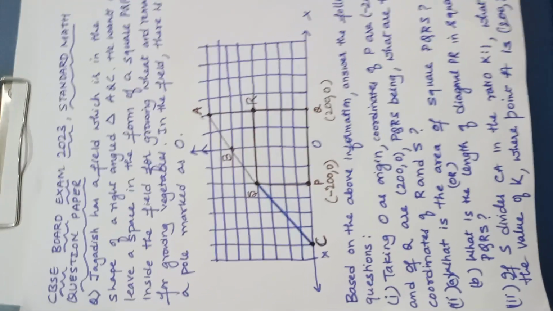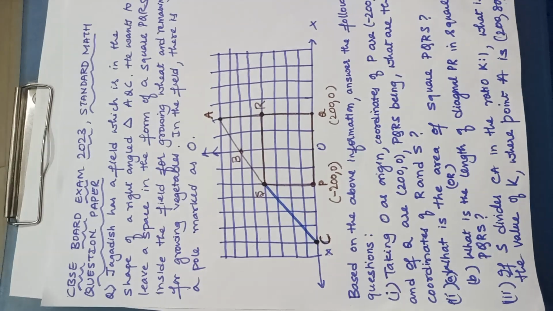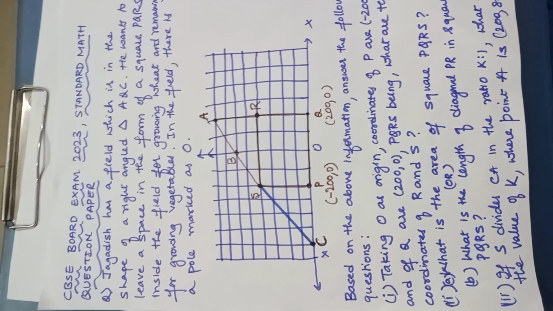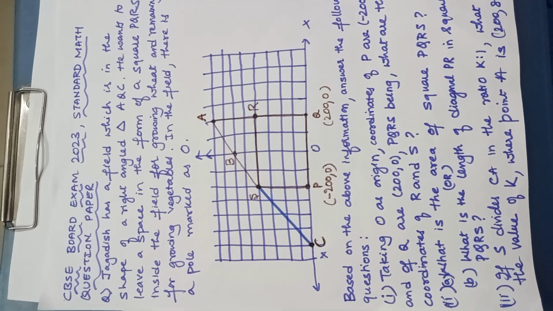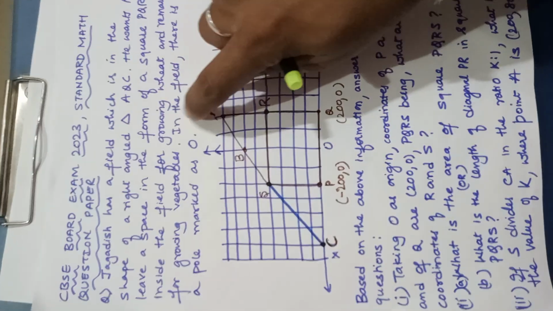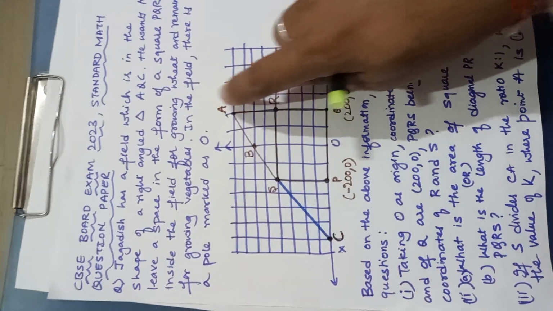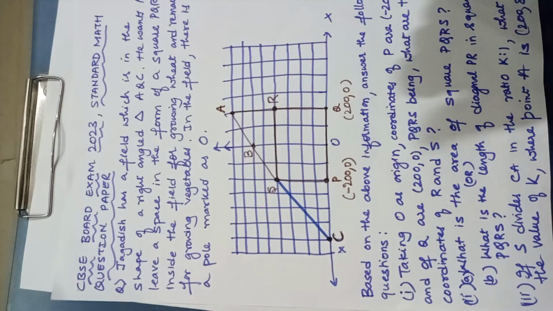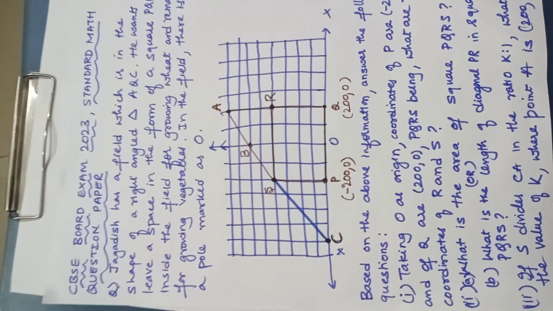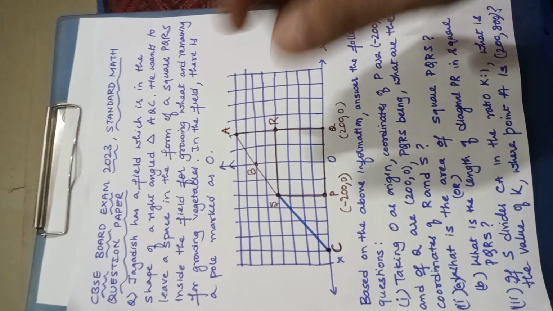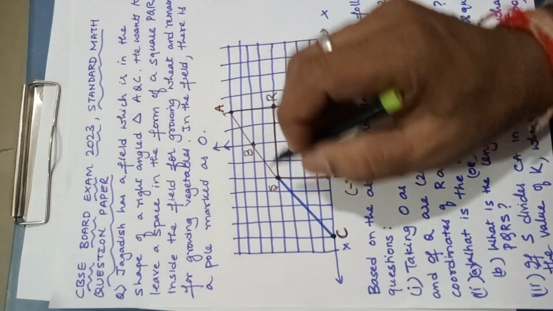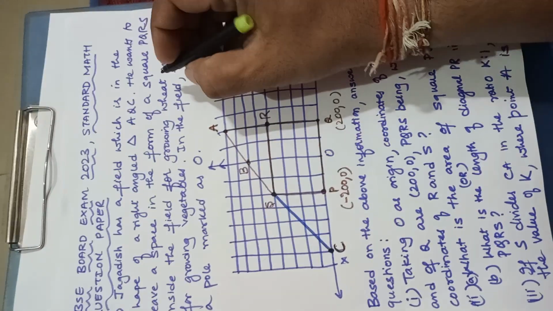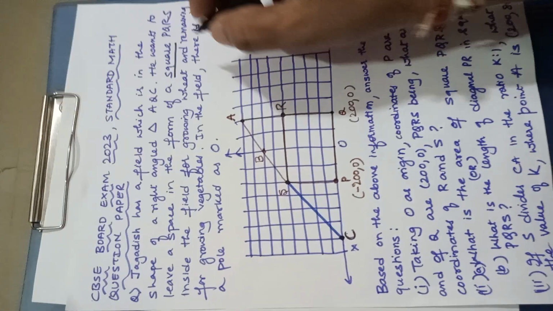Now in this question there is a person by name Jagadish, and he has a field which is in the shape of a right angle triangle AQC. You can see AQC, it's a right angle triangle. His field, Jagadish's field, is in the shape of a right angle triangle AQC. He wants to leave a space in the form of a square PQRS. As you can see, PQRS is a square.